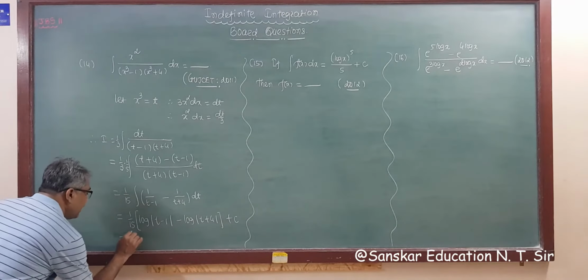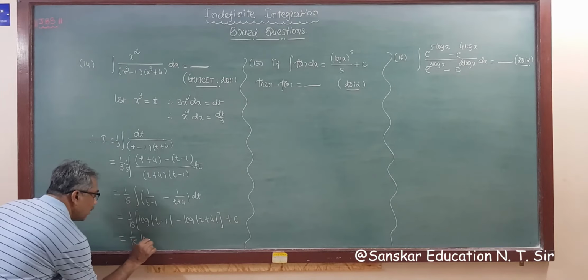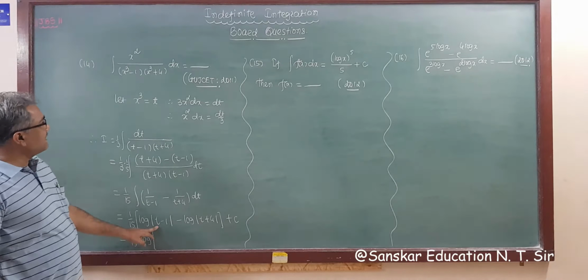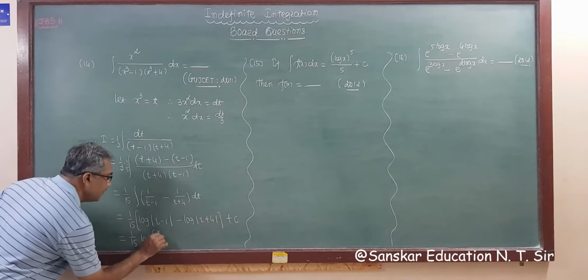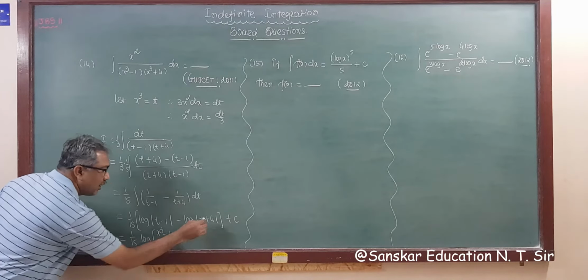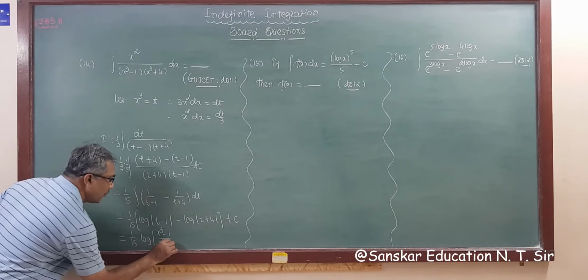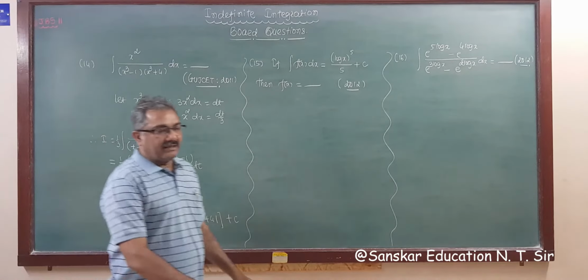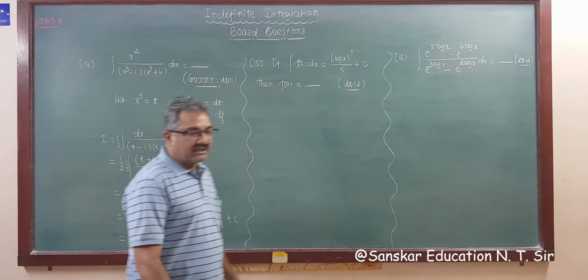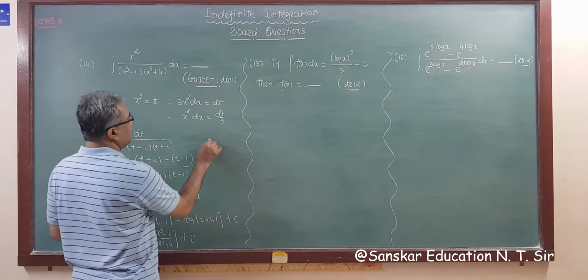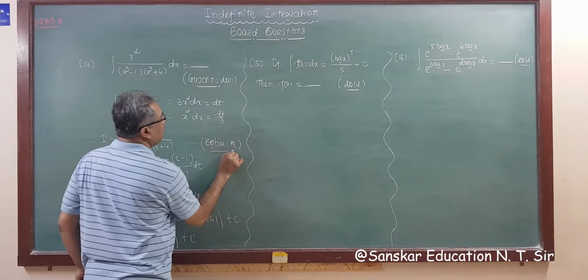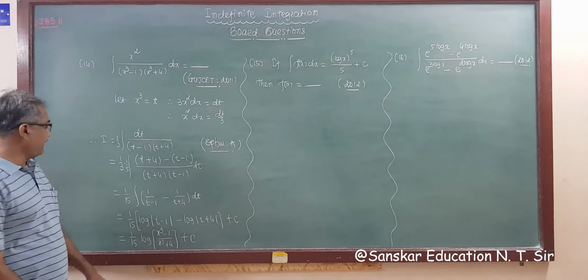So the answer will be 1 upon 15 log of (t minus 1) upon (t plus 4). t is x cube, so the answer will be 1 upon 15 log of (x cube minus 1) upon (x cube plus 4) plus c, right? That is, option number A is your correct answer. So option A is your correct answer, right?